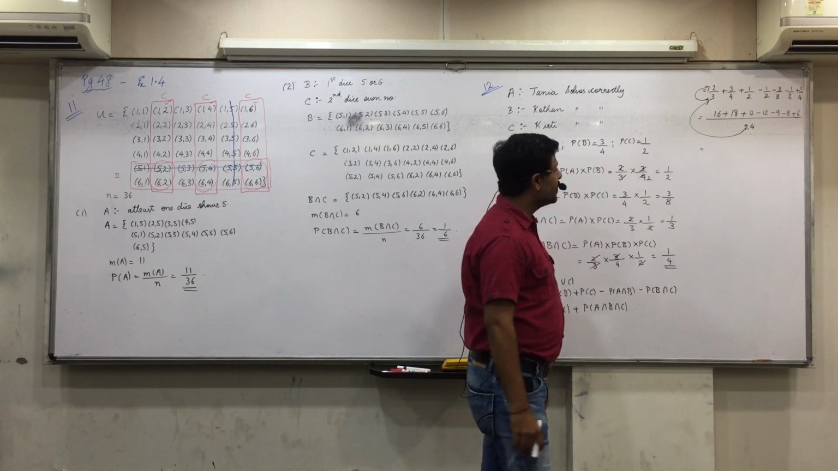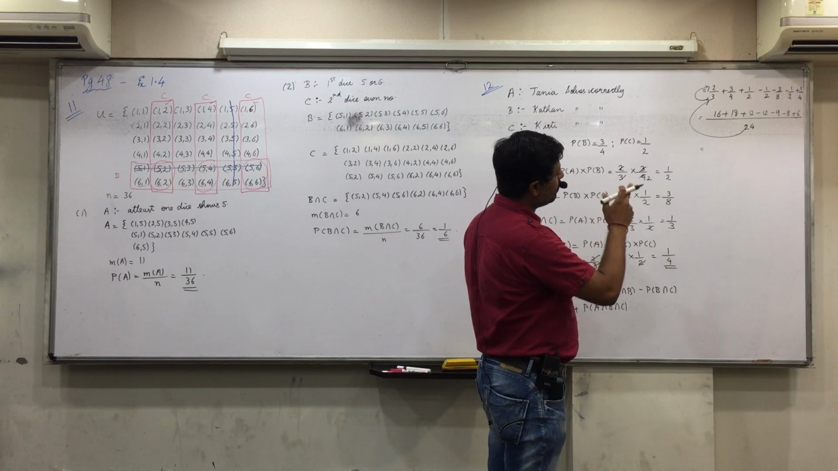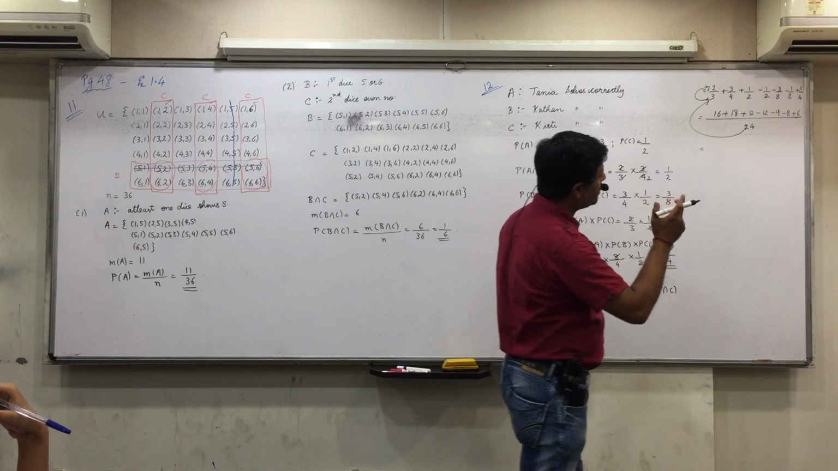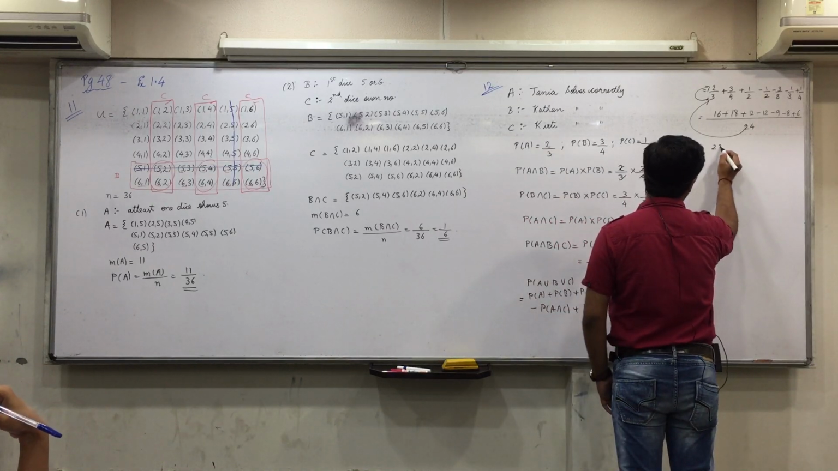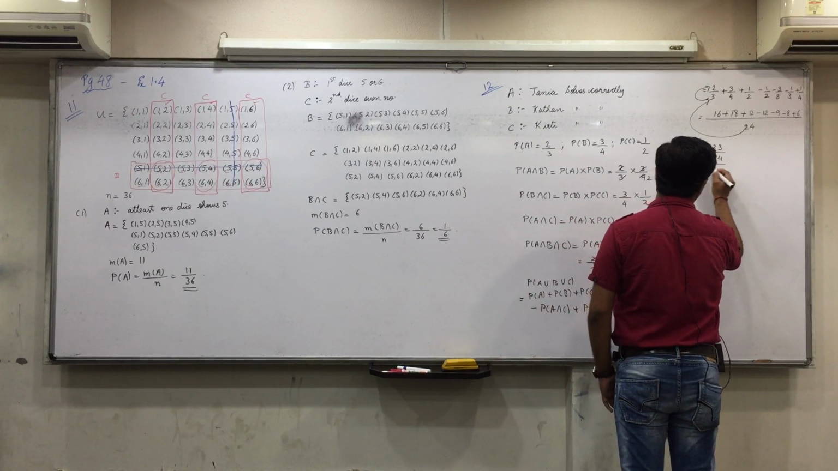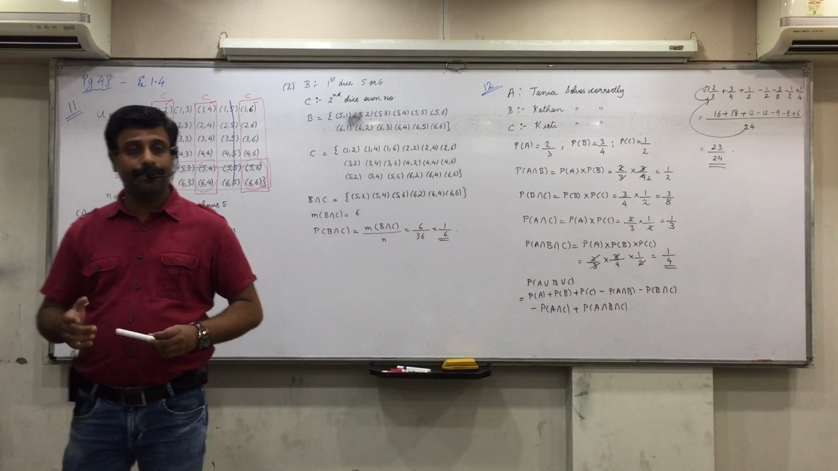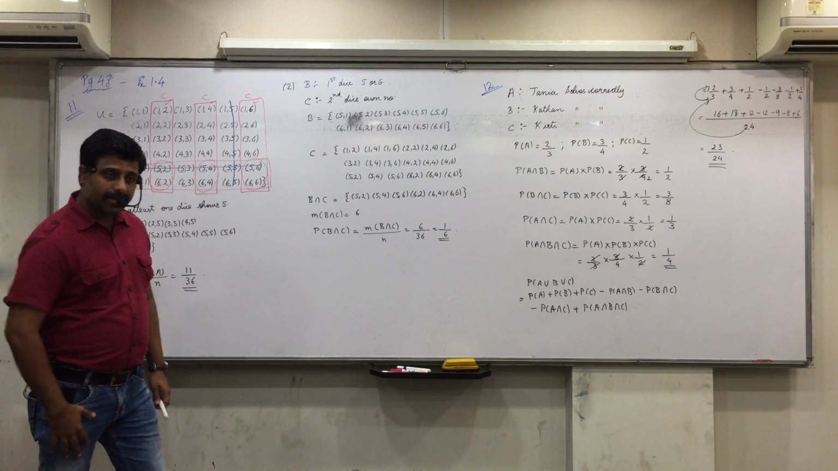Understood this, everyone? 16 plus 18, 34, plus 12, 46, minus 12, 34, minus 9, 25, minus 8, 17, plus 6, 23. 23 by 24. Did you understand this portion, everyone? All are clear with it?